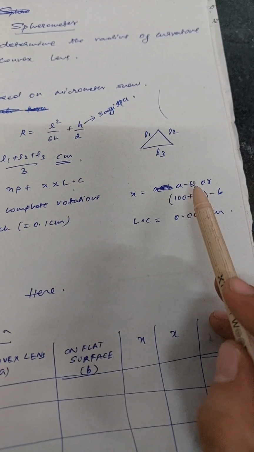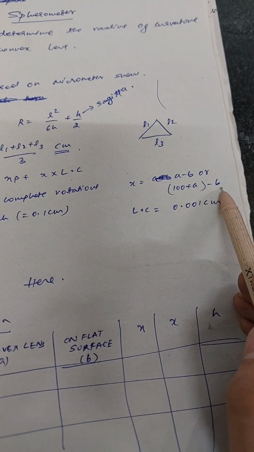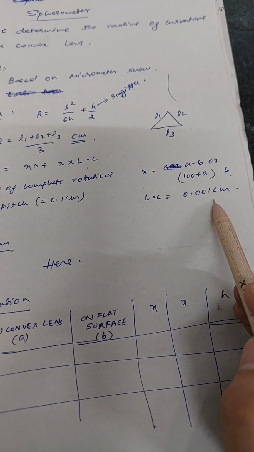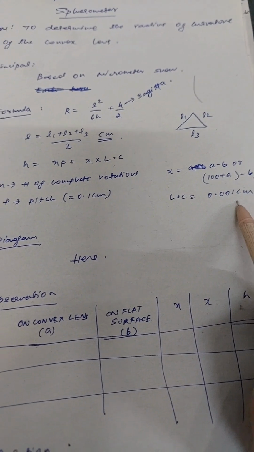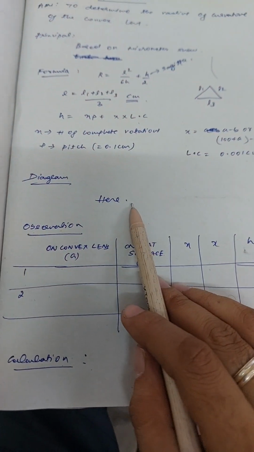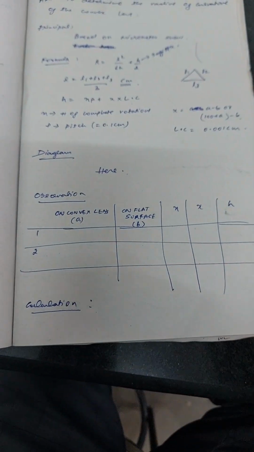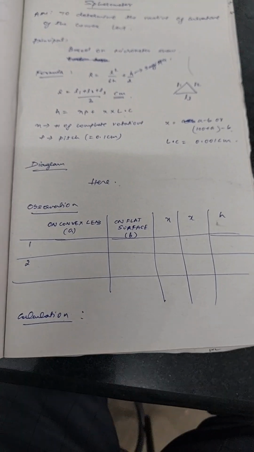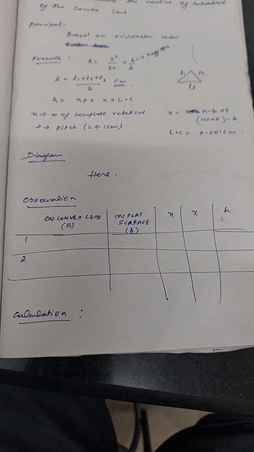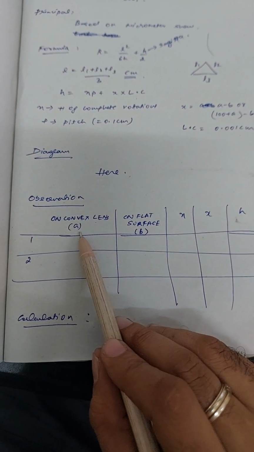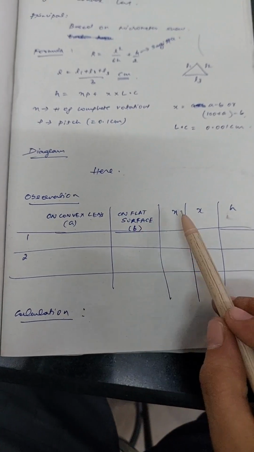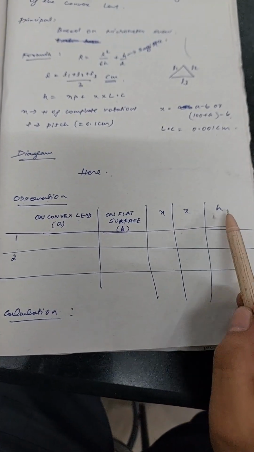So X is a minus b, or 100 plus a minus b. I'll tell you what it is later. And the least count is the same as the screw gauge, which is 0.001 centimeter. Now the diagram should come here. Now what does the observation table look like? This is how the observation table looks: on the convex lens a, on the flat surface b, then X, then N, X and h.